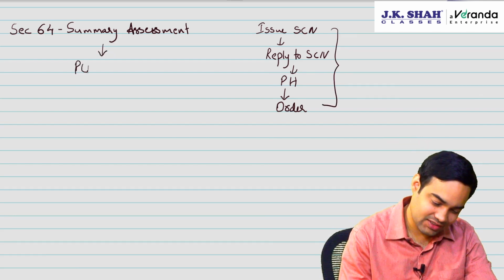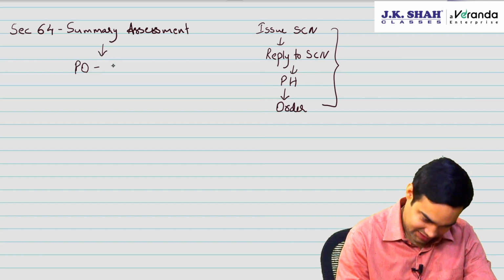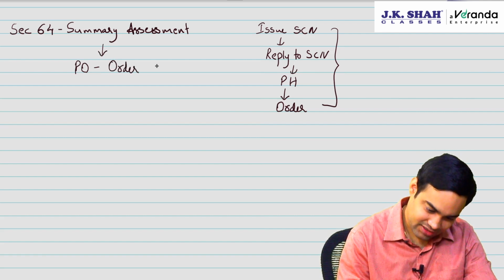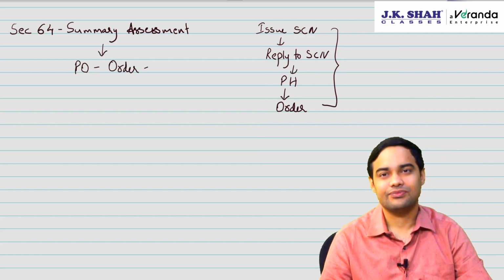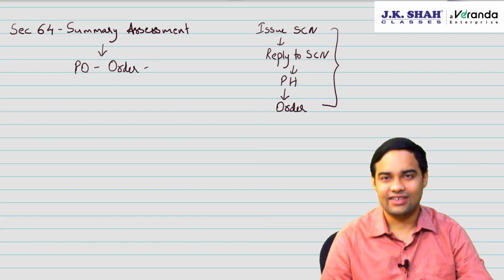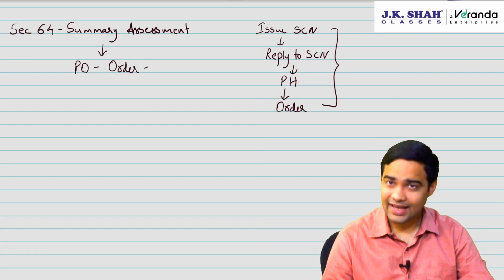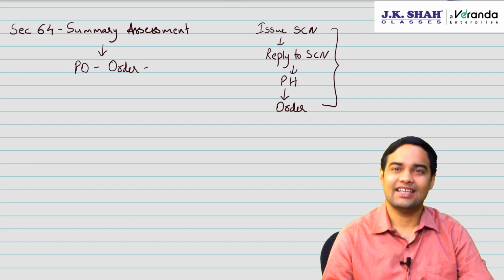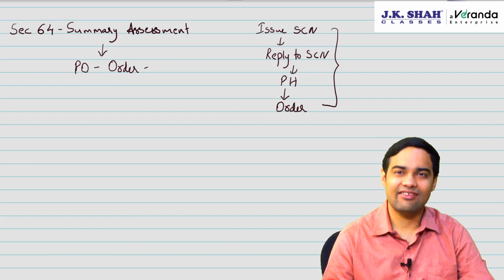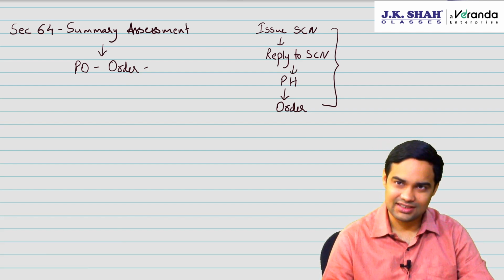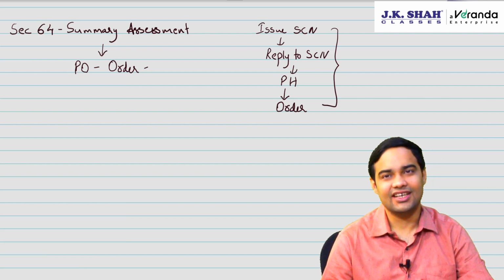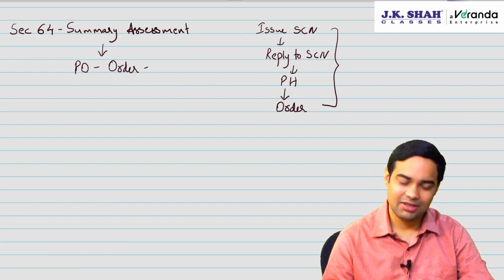A proper officer can pass a summary assessment order if he thinks that delay in passing the order will be prejudicial to the interest of the revenue, and he has a belief that tax has actually been evaded by this particular person. Then in that case, he will pass a summary assessment order.